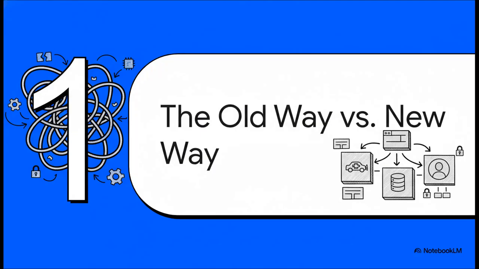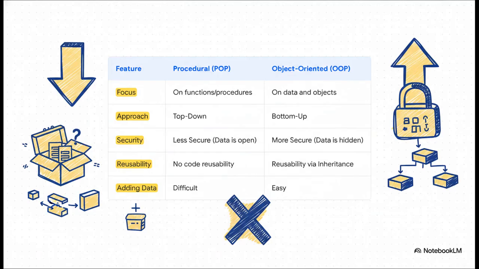Now, to really appreciate why this was such a game changer, you kind of have to see what things were like before. So let's compare the old way of programming with this new OOP approach. So the old way, procedural programming, was all about the actions, the functions. OOP completely flips the script. It focuses on the data and the objects themselves. And the big deal here is how that changes security and flexibility. By building from the ground up and hiding data, OOP gives us software that's way more secure and a whole lot easier to manage and grow over time.